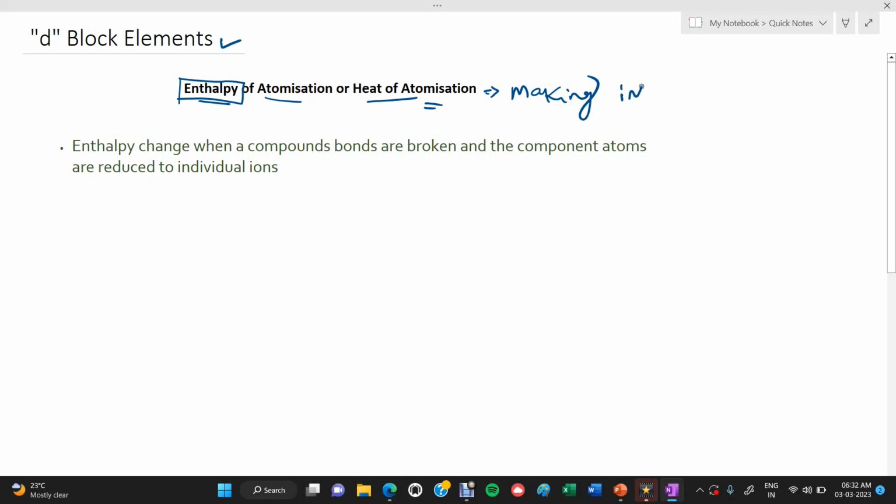That is breaking into atoms. So the enthalpy change when a compound's bonds are broken and the component atoms are reduced to individual atoms. So the energy change takes place when a compound is broken. The bonds of the compound are broken and it has been made into atoms. Let us consider an example.